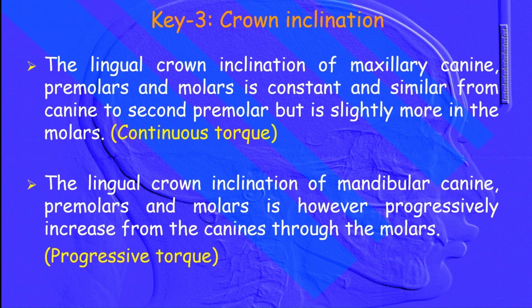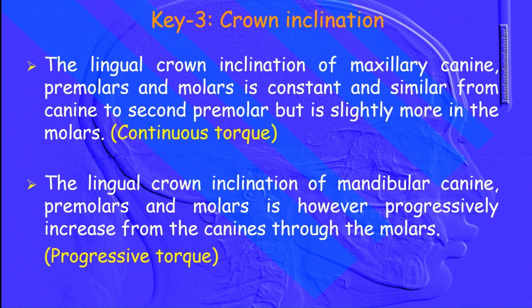The lingual crown inclination of the maxillary canine, premolars and molars is constant and similar from canine to second premolar, but is slightly more so in the molars. When the torque is constant or similar in all the teeth in a segment of the dental arch, it is called continuous torque.